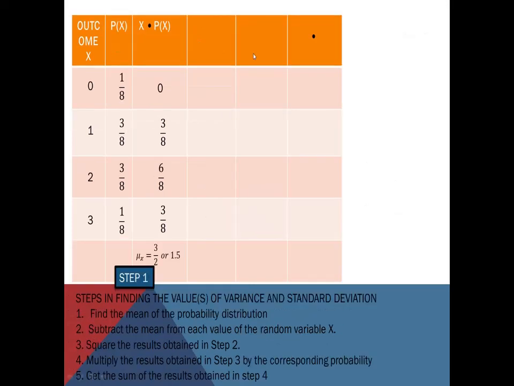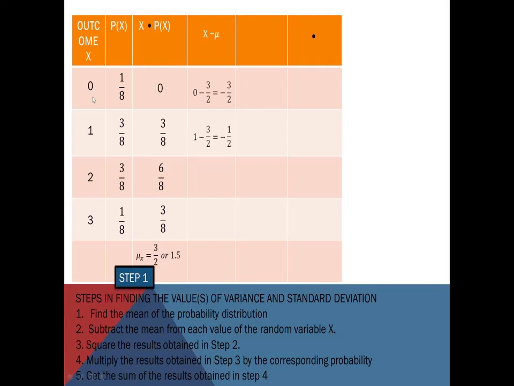Okay. Now, let's find the variance and the standard deviation. As I told you earlier, we can use our table to further answer the variance and standard deviation, right? So, in step 1, we have already found the mean. Now, we need to subtract the mean from each value of the random variable x. So, we subtract. So, x, 0 minus our mean, which is 3 over 2. So, 0 minus 3 over 2 is negative 3 over 2.